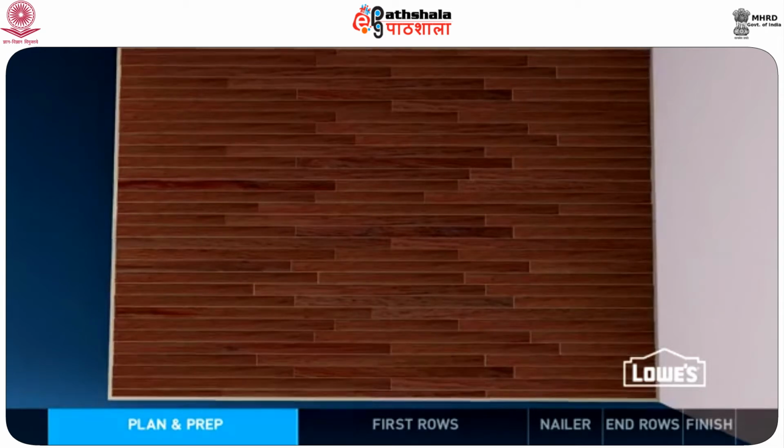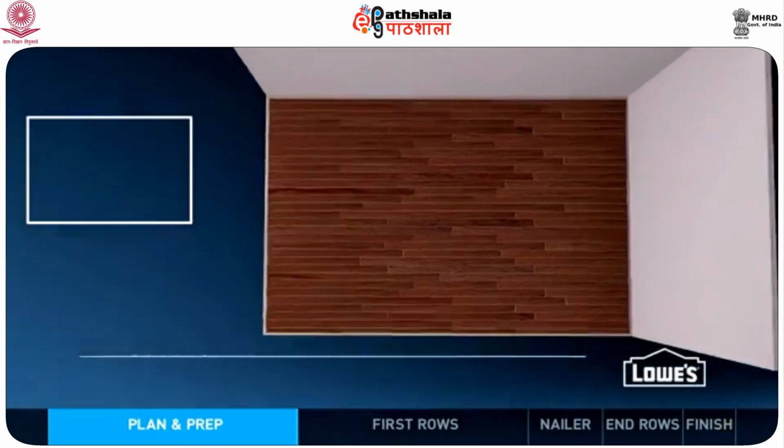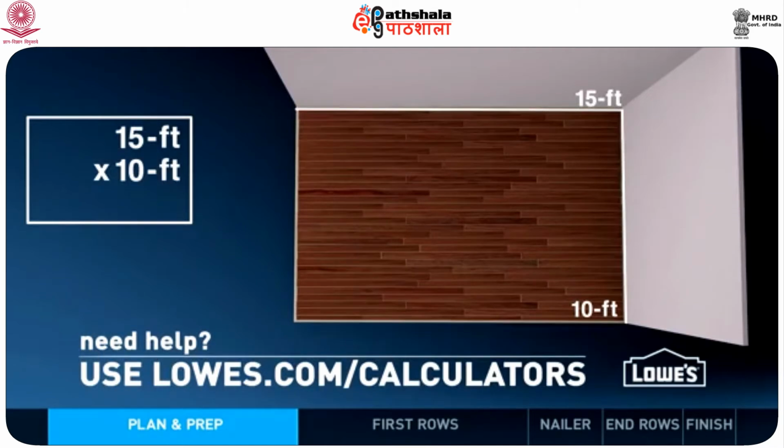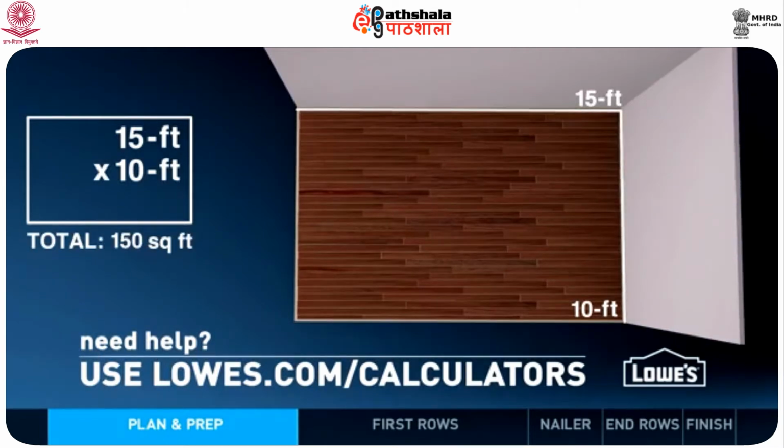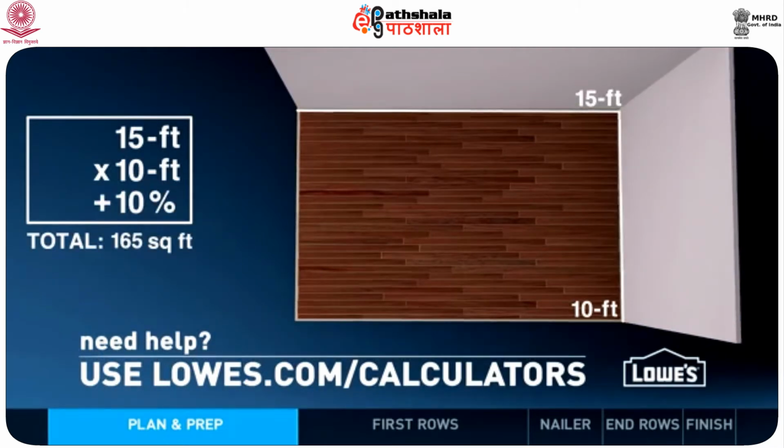Before you get started, determine how much flooring you'll need by multiplying the length times width of the room to get the square footage. Add about 10% extra for any warped or damaged boards.